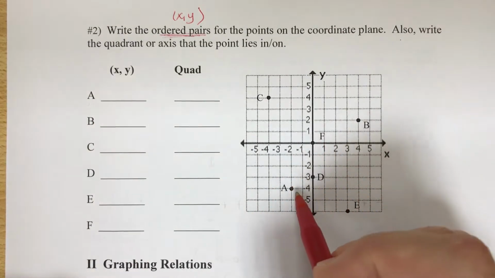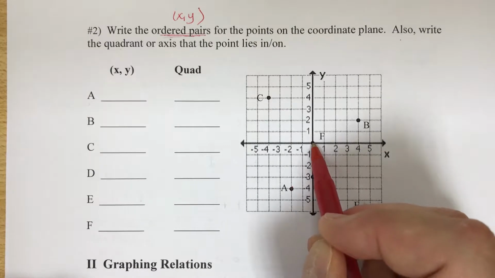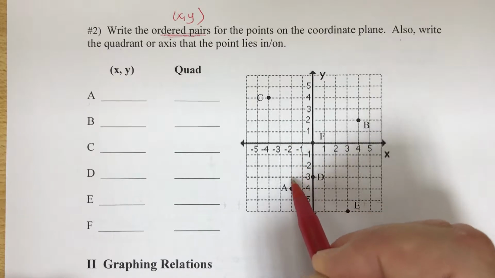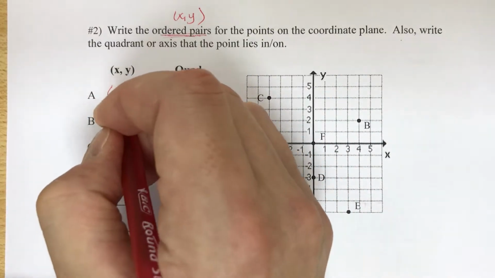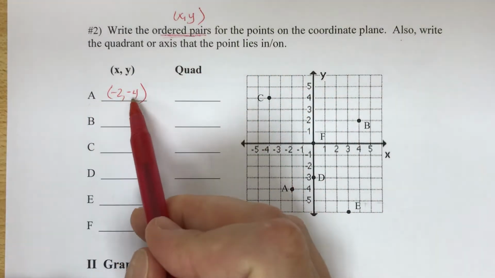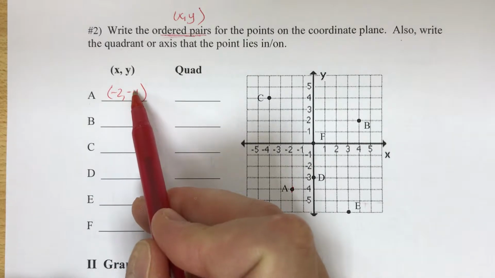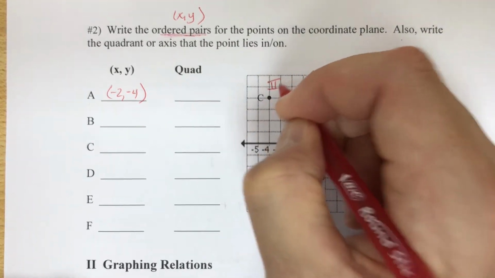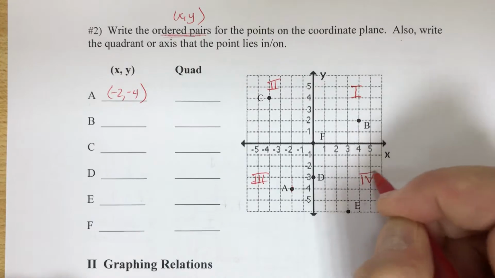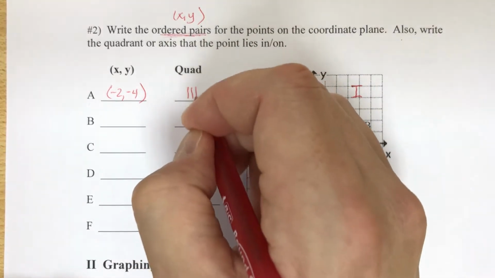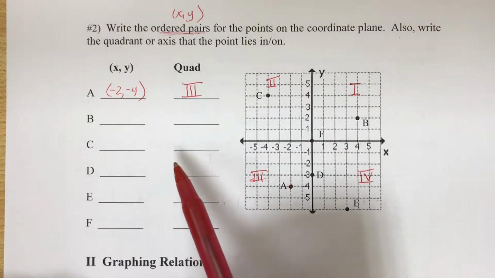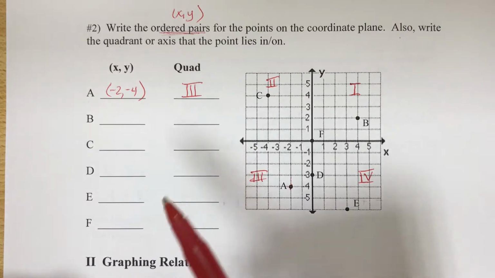A is here. Now when we count, we always start at 0, 0. So we would go x direction first. We would go left 2, and then we would go down 4. Left is negative, down is also negative. So it's (-2, -4). We put this in parentheses. That's the clue that you're looking at ordered pairs. Now the quadrant, I'll label, here's 1, 2, 3, 4. Point A is in the third quadrant. So I'll just put Roman numeral III. Again, pause the video, you do this, and then check back with me and see if you agree.